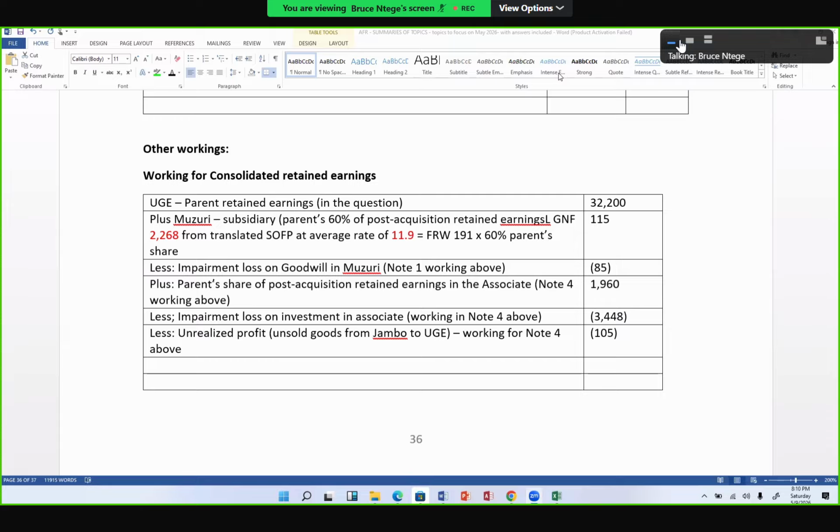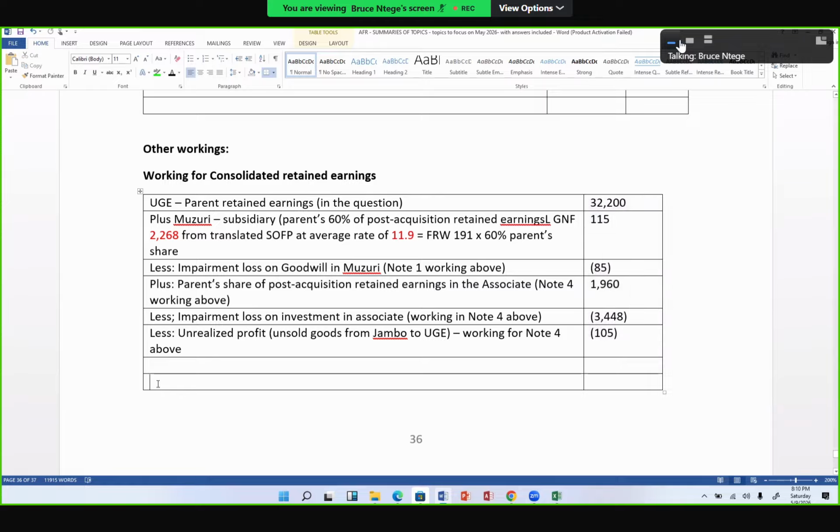Okay, so I'm back. Let's add these figures together, starting with 32,200 plus 115 minus 85 plus 1960 minus 3448 minus 105. I have 30637.